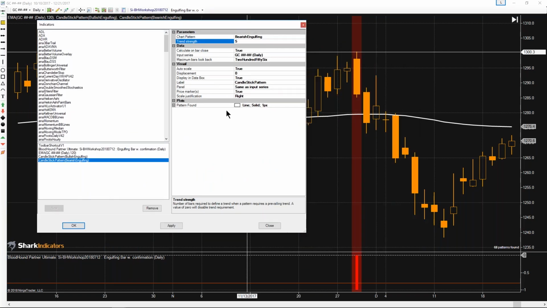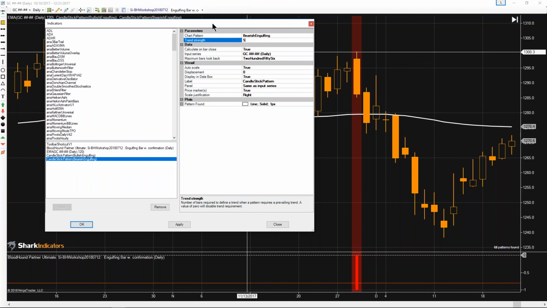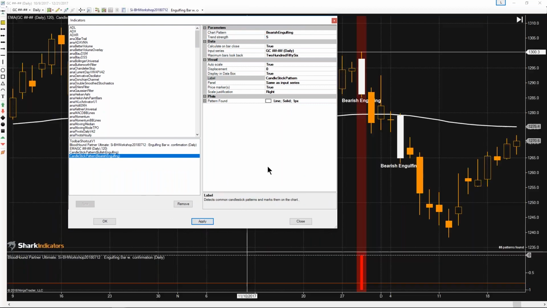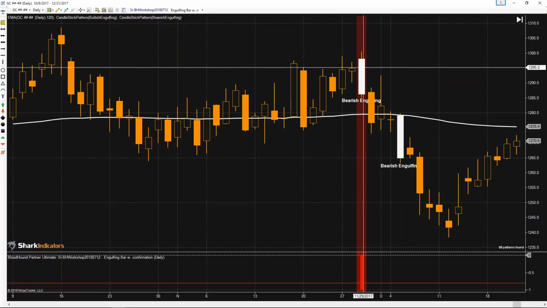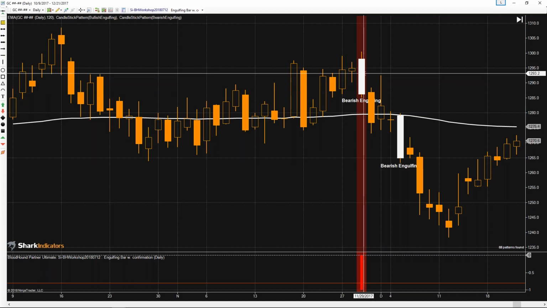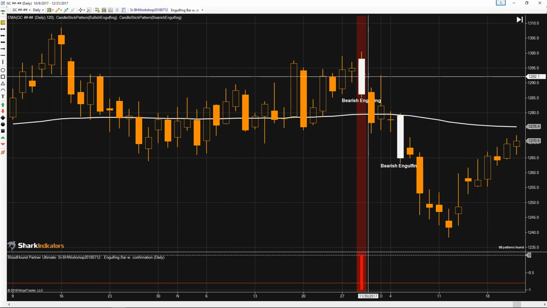Let's see if setting that to 5 counts. Oh, there we go. Alright, so I guess leaving it on the default trend strength of 4, I'll put both of these on the default trend strength of 4. Okay, so now Ninja's Engulfing found this. Great.